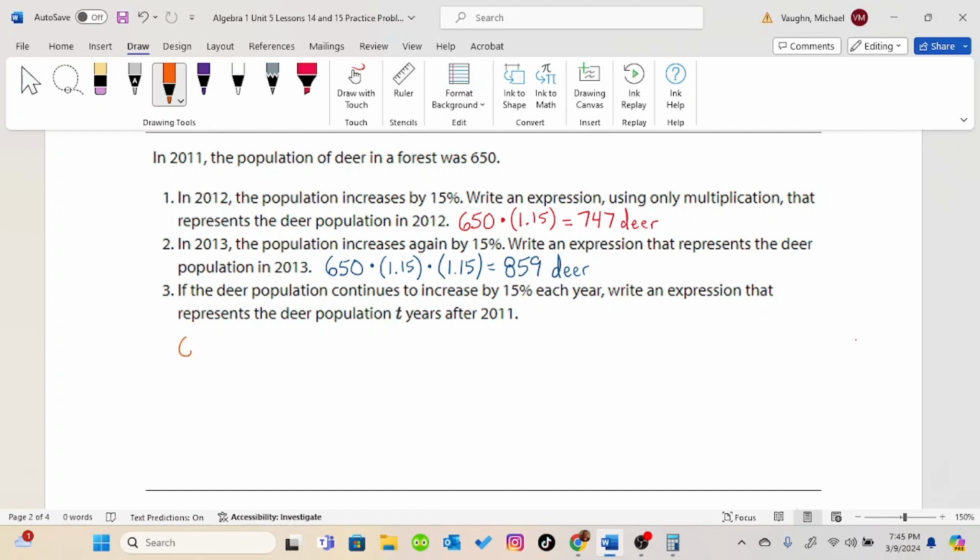Starting amount, 650, times the growth factor, 1.15, to the exponent of the input. In this case, that's t for years. So this expression will allow us to calculate the deer population any number of years after 2011 by substituting how many years after in for t.